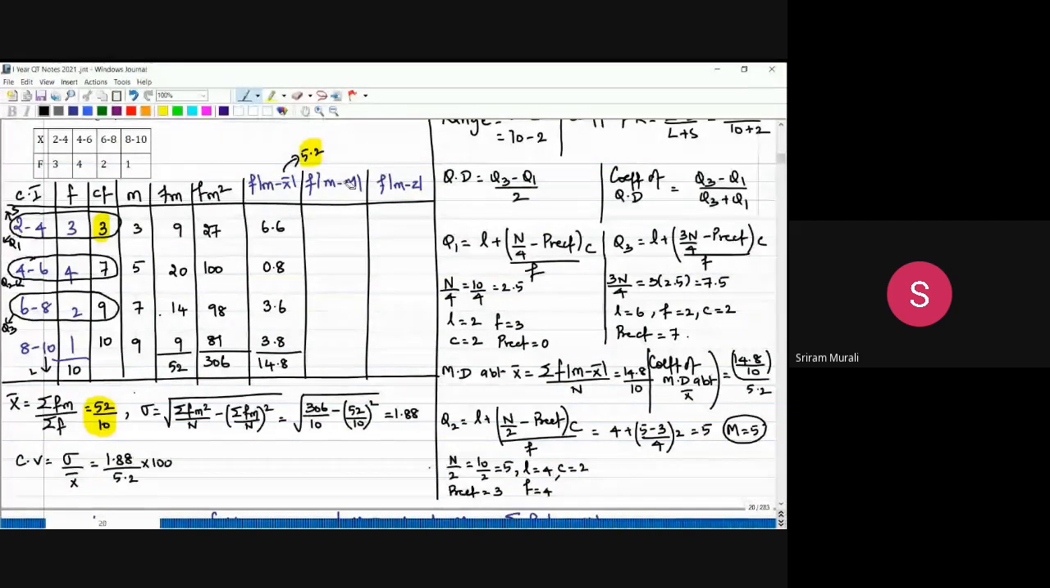That is f into m minus M. You know M is 5. Your mid values are here. What is m minus M? 3 minus 5, 2. 2 into 3, 6. Am I right? Yes, sir. 5 minus 5, 0. 2 Yes, minus 5, 3.